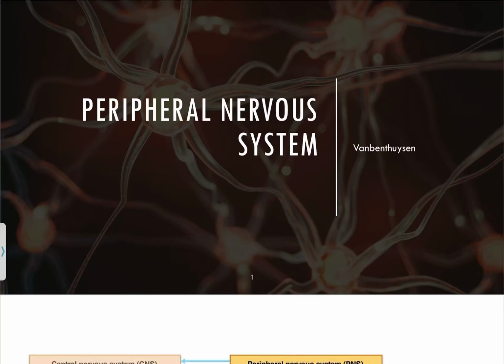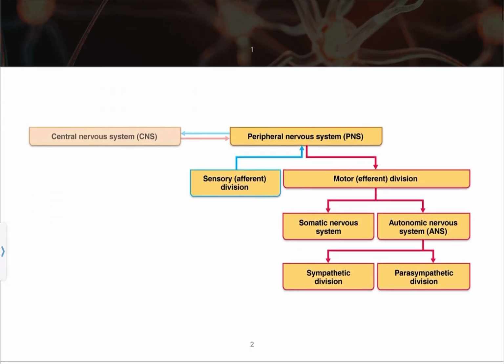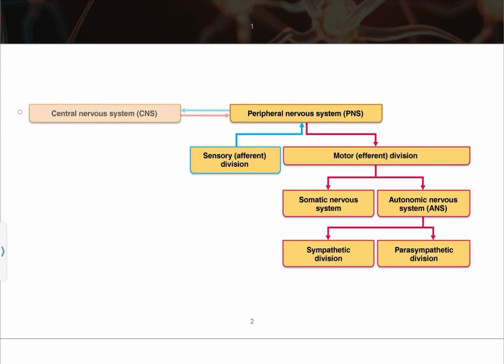Okay, so this series of lecture videos is going to be on the peripheral nervous system. In chapter 12, we covered the central nervous system over here. So this is our nervous system flowchart. And the central nervous system was our brain or our spinal cord. When we're talking about the peripheral nervous system, we're basically talking about everything that's outside of your brain and your spinal cord. It's broken up into two major divisions.